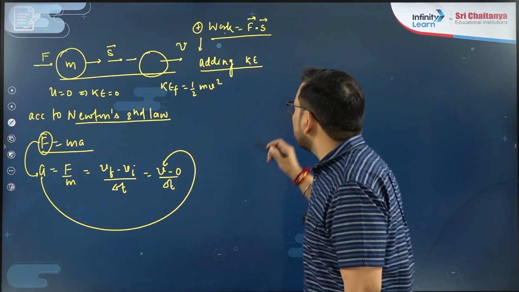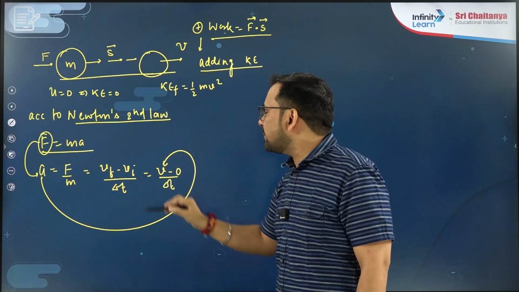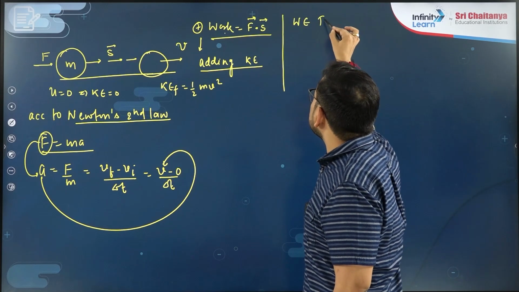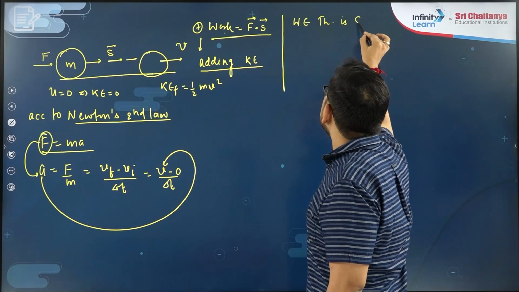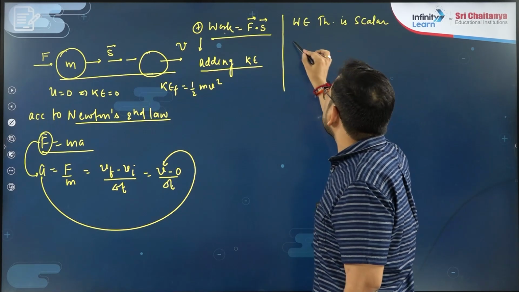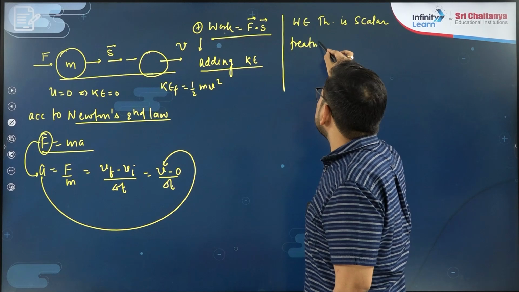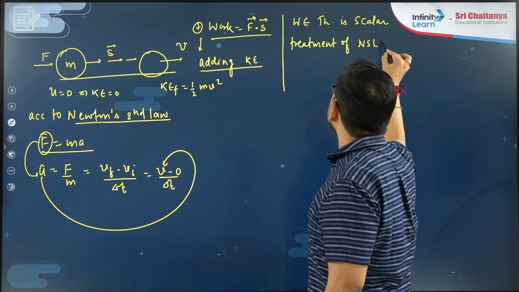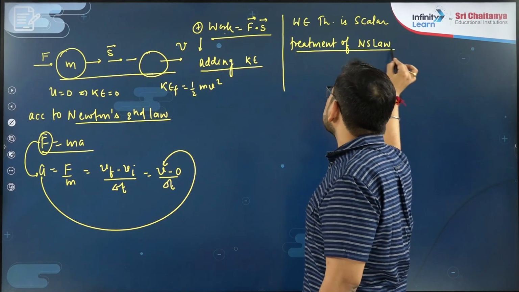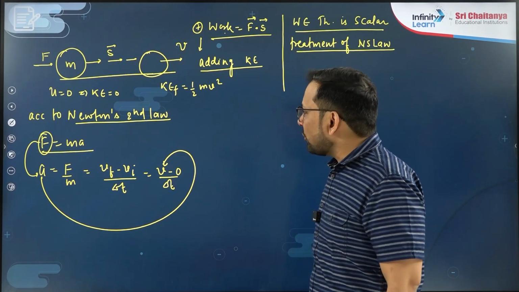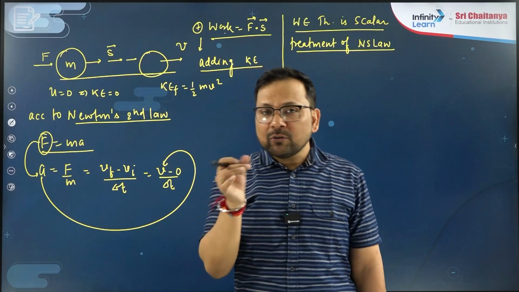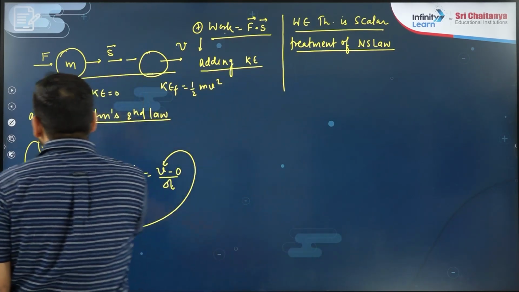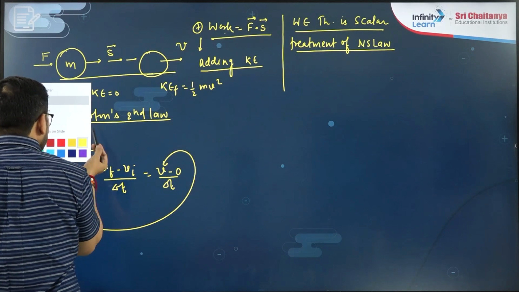So that is the basic thing. Work energy theorem is just a scalar treatment of Newton's second law. Got it? In Newton's second law, you are dealing with force and acceleration, momentum change, those are vector quantities. Now you are dealing with work and energy, that is the scalar quantity. But still we didn't know what exactly the work energy theorem is.